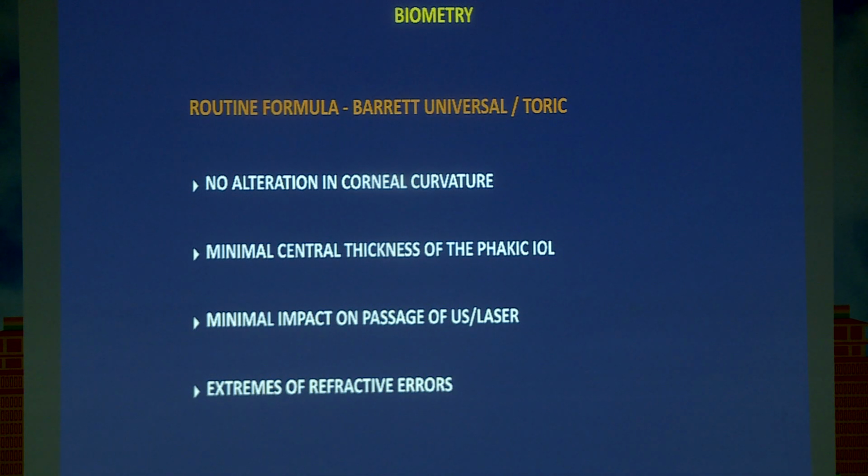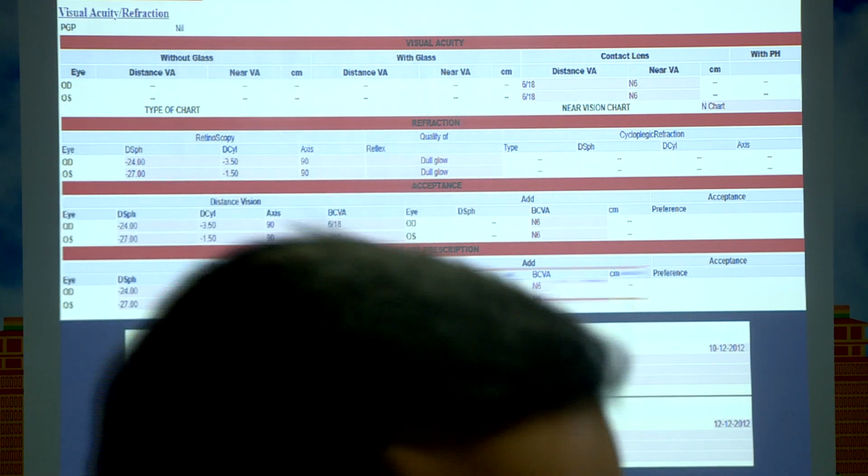As far as if at all there is a significant cataract, one of the good advantages of getting a cataract after a phakic intraocular lens compared to a corneal refractive surgery is that there is no alteration in the corneal curvature and there is minimal thickness of the phakic intraocular lens. So basically you can go ahead with your conventional ultrasound or the laser platform, and most often you are dealing with extremes of refractive errors. So the Barrett Universal as well as the Barrett toric calculator is the one we use, often using our IOL Master 700 or other optical biometers, and it works quite well. No variation as far as the axial length or the curvature is necessary.